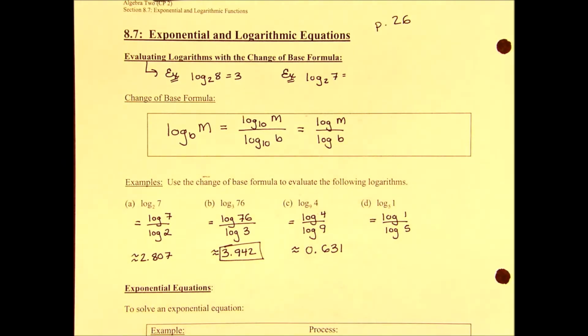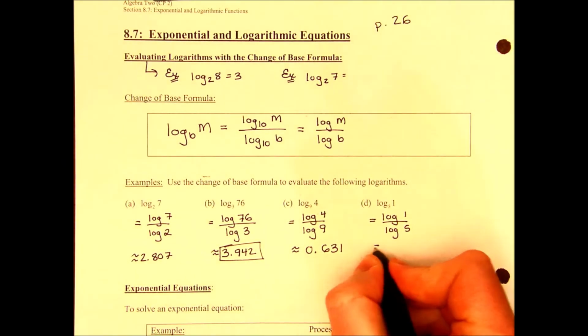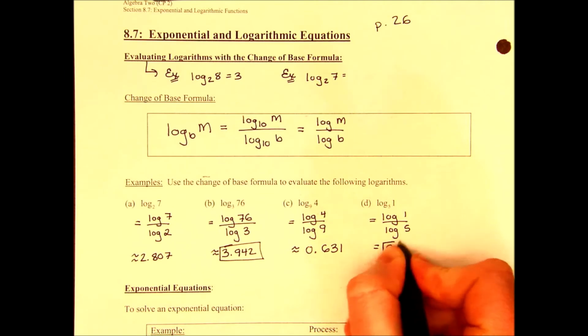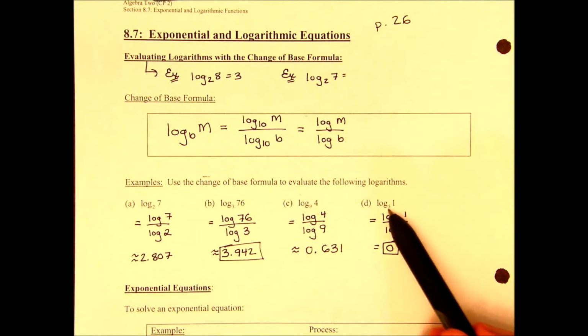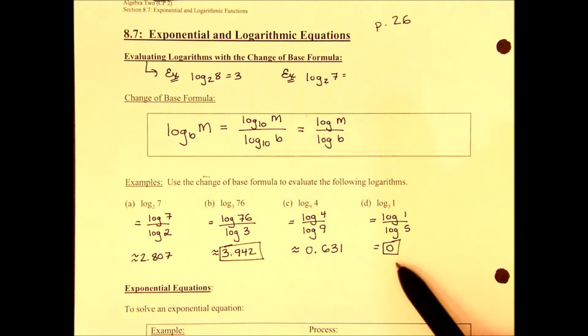Final one, if you do log 1 divided by log 5, you get 0. And actually, this is a problem we could have done without using the calculator and the change of base formula, because this is just asking us 5 raised to what power gives us 1? Well, 0. It is good, though, to see that the change of base formula gives us the same thing that it would if we were just thinking about the powers, if it was a nice number.